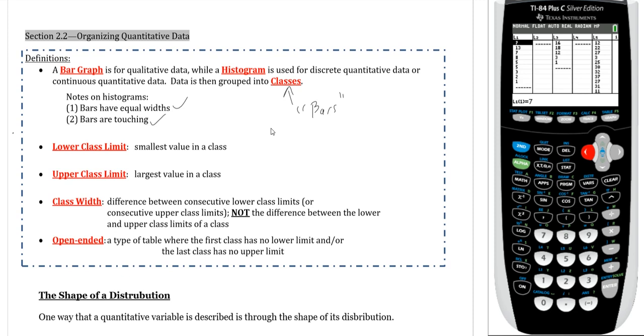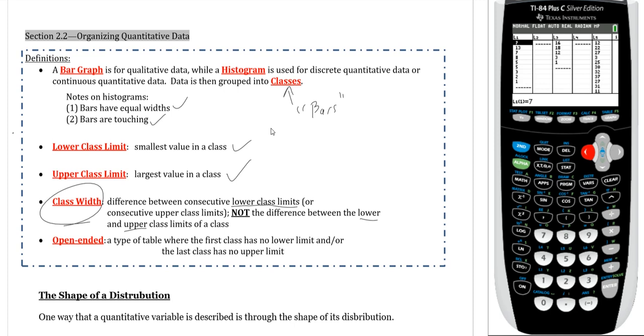We will call the lower class limit the smallest value in a class, and the upper class limit the largest value in a class. And more importantly, the class width, which is a very common thing to either calculate or work with, is going to be the difference between consecutive lower class limits. Note that is not the difference between the lower class and the upper class limits. It's the difference between consecutive lower class limits. So whatever the lowest number is on a class, minus the lowest number on the next class, that's going to be your class width.